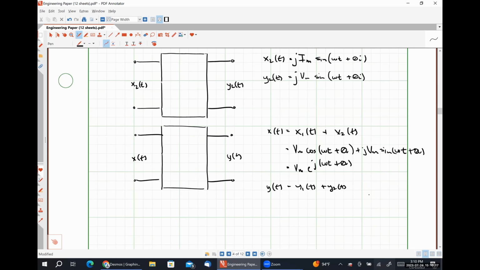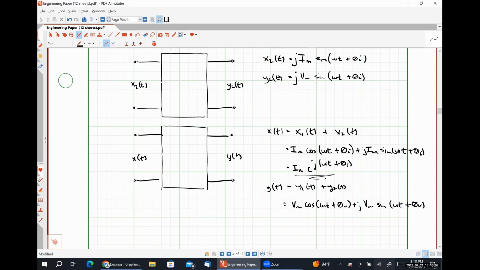Sorry. Got these backwards. These should be currents. My apologies. This should be Vm cosine omega t plus theta v plus j Vm sine omega t plus theta v. And I can also express this in complex number form as well, okay?